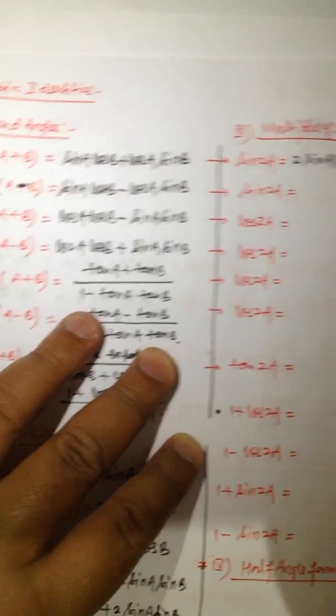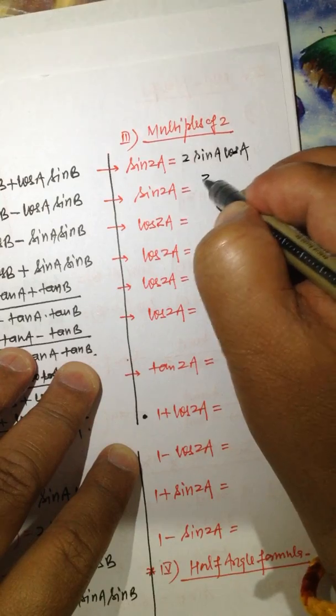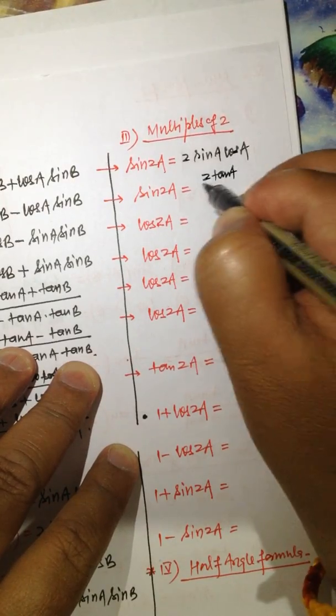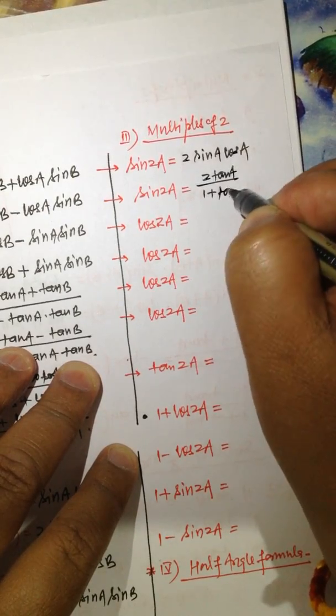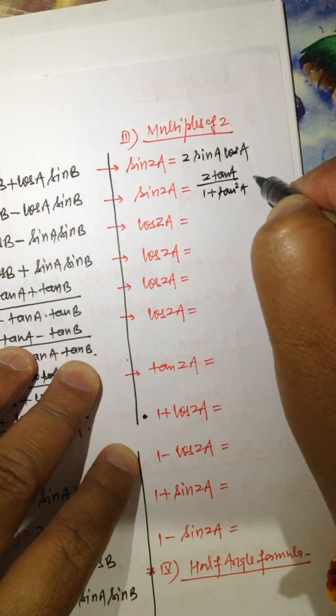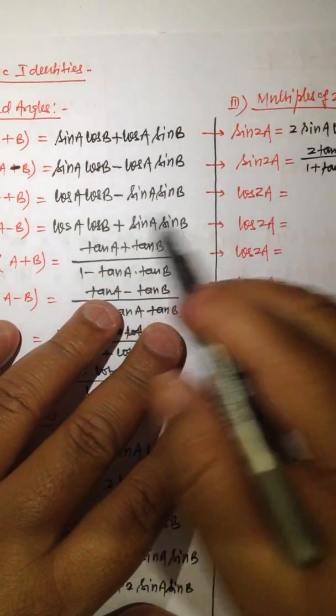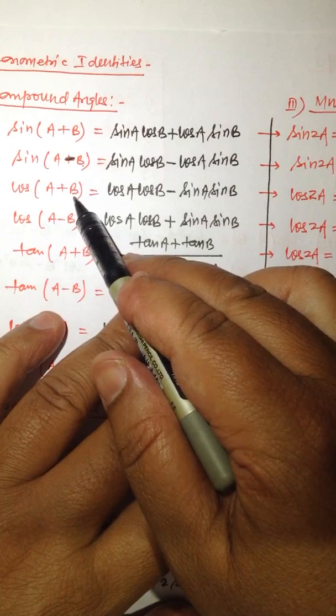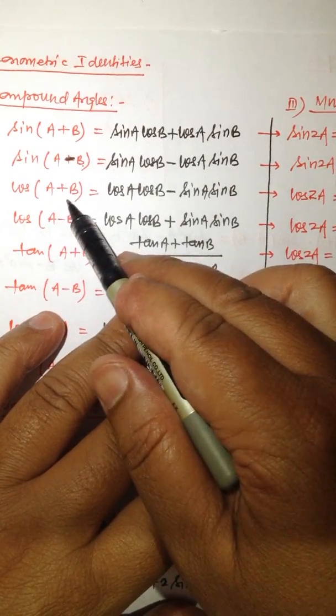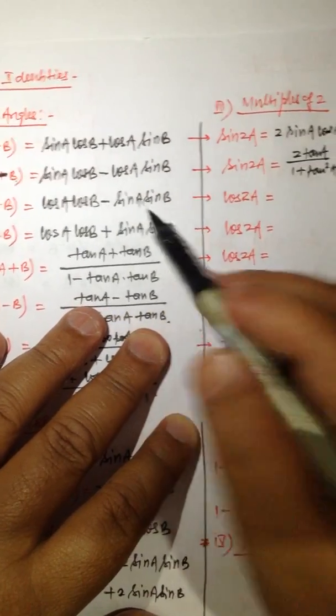Okay, one more identity for sin 2A is 2 tan A upon 1 plus tan square A. How it came, we will discuss the proof later. Here cos 2A is, replacing B by A, cos A plus A is 2A, so cos square A minus sin square A.